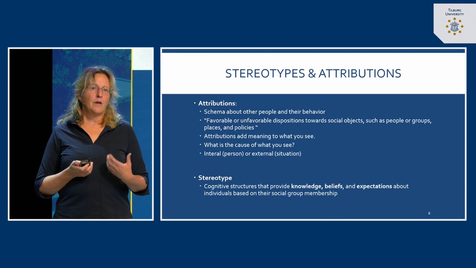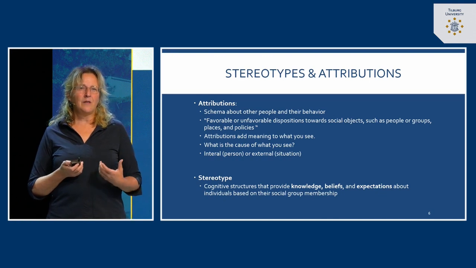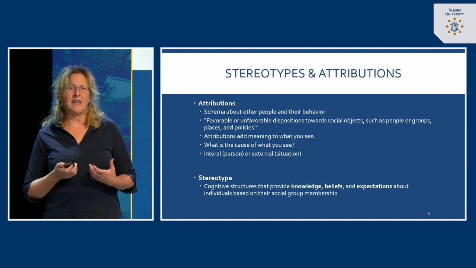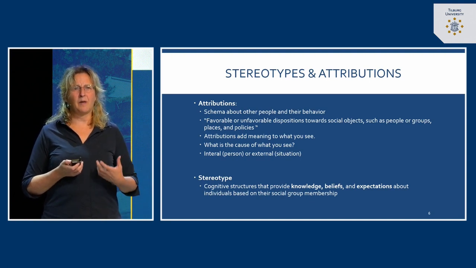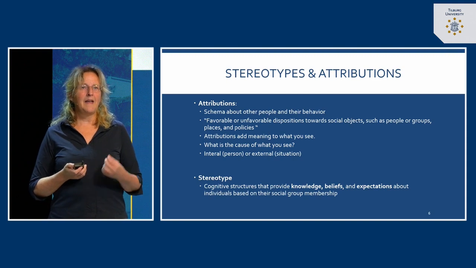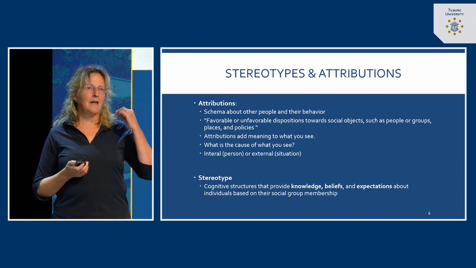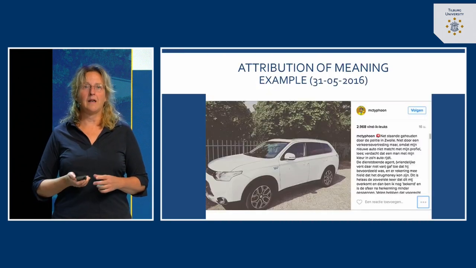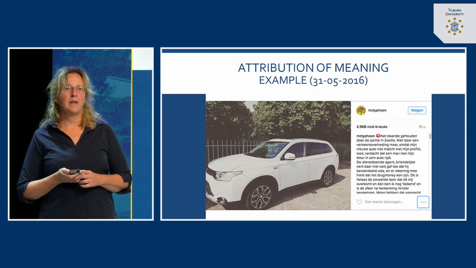Stereotypes are a form of attributions. They are these cognitive structures that provide the knowledge and the beliefs and the expectations about other people, about individuals, based on their social group membership. And they are triggered in a fraction of a second. And I'm going to show you an example that happened a few years ago.